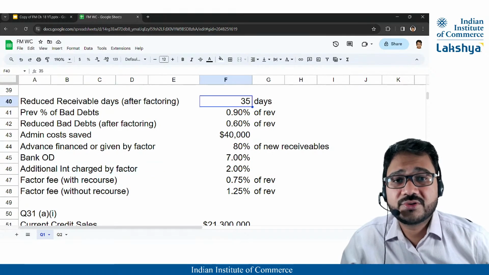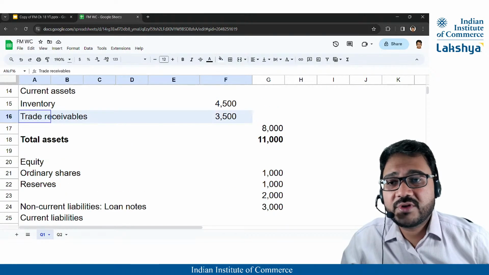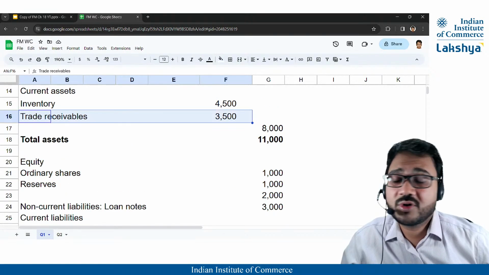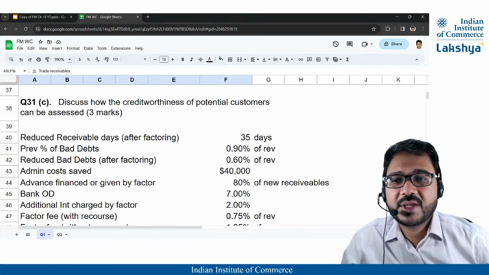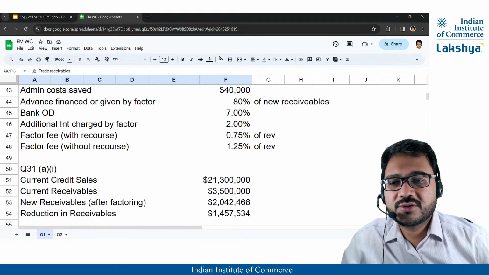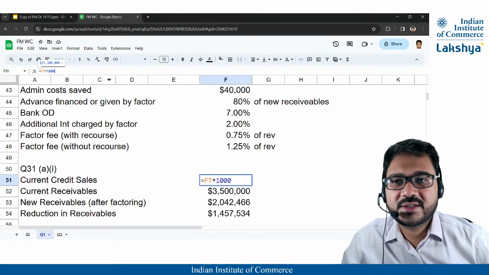We have reduced receivable days, we have old receivables. Over here, we have trade receivables. We don't know our new receivables, so we need to find that out. Okay, we need to find the old days probably also if required. Let's see. So current credit sales, we write down the entire amount that we had.